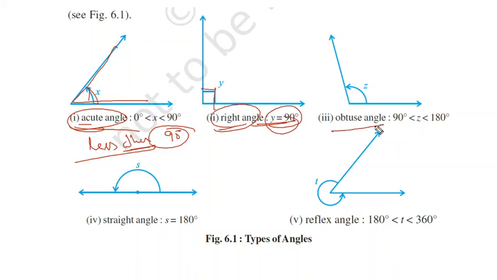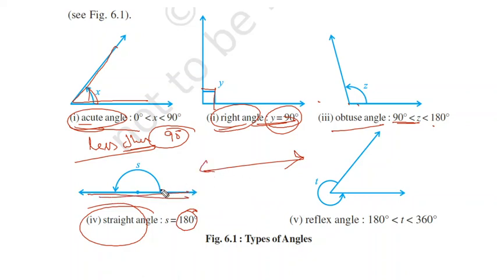Now obtuse angle is any angle that is greater than 90 degree. It will be more than 90 degree and less than 180 degree. Then we'll move to straight angle. What is straight angle? Straight angle is an angle whose measure is exactly 180 degree. So when we see this figure, this angle is 180 degree.